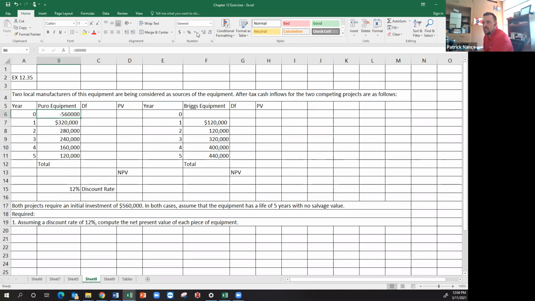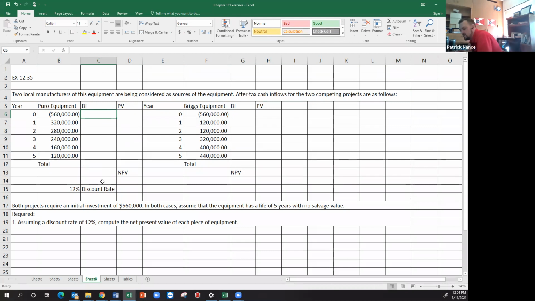And remember, the whole idea here is that I need to figure out a way to discount these back to the present day values, based on the fact they all differ in amounts and they all differ in timing, year 1, 2, 3, 4, 5. So one method for that is using the tables.